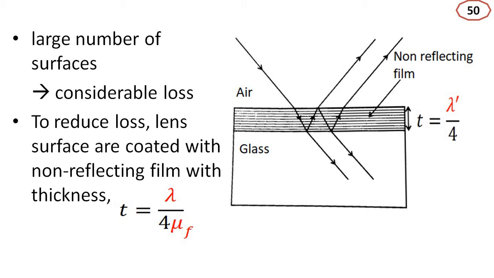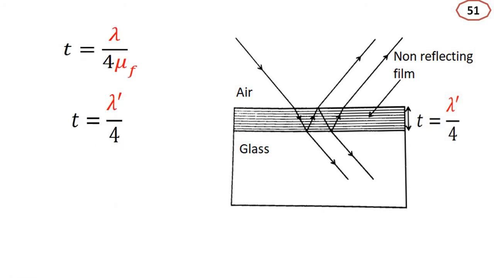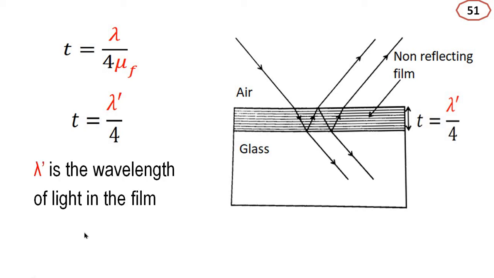Lambda by mu f we can represent by a single letter lambda prime, that is T equal to lambda prime by 4, where lambda prime is equal to lambda by mu f. So this is the non-reflecting film. T equal to lambda prime by 4, where lambda prime is the wavelength of light in the film. The wavelength of light in this film is what we call lambda prime.